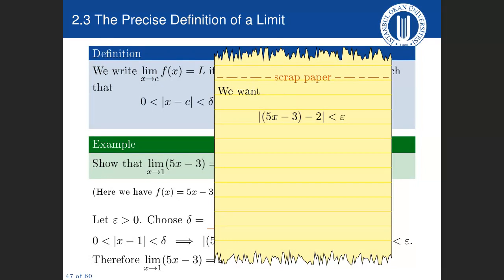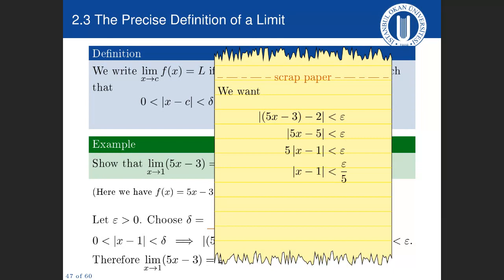I'm going to play with this and I'm going to find what values of x will make this true. So first of all, 3 plus 2 is 5. So that's the same as absolute value of 5x minus 5 is less than epsilon. I can take a factor of 5 outside of the absolute value signs, and then I can divide both sides by 5. We want to have that the absolute value of x minus 1 is less than epsilon over 5. But then we know which delta to choose. That tells us that we can choose delta is equal to epsilon over 5.